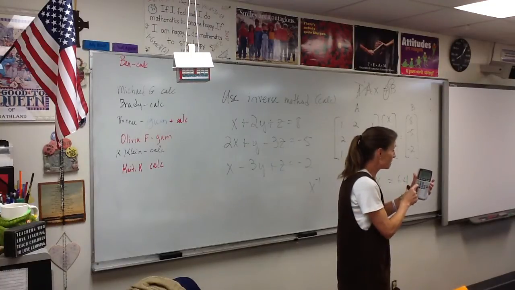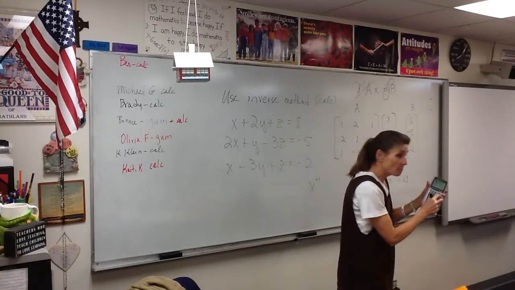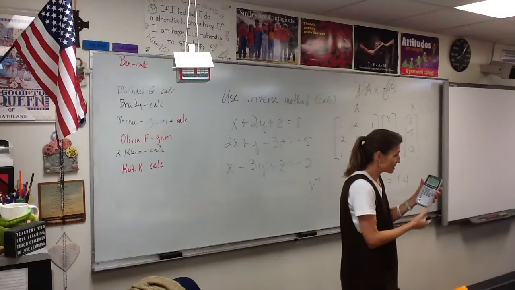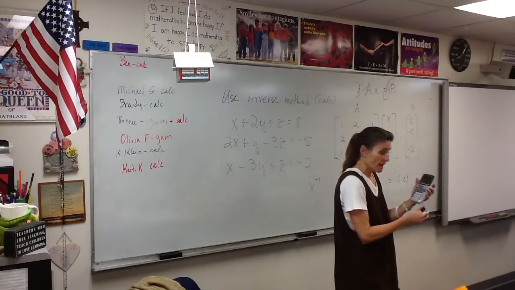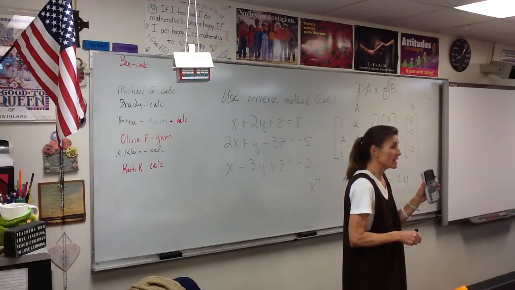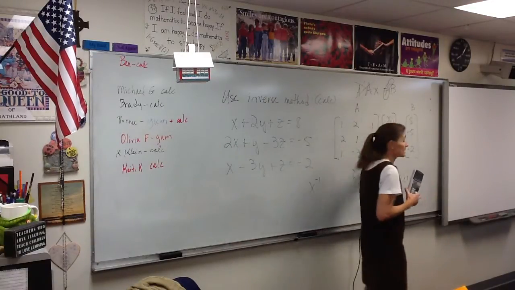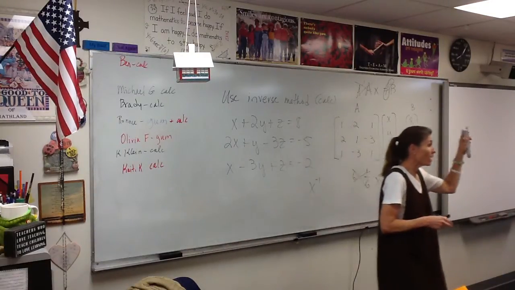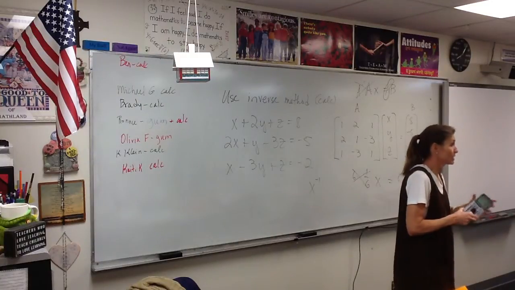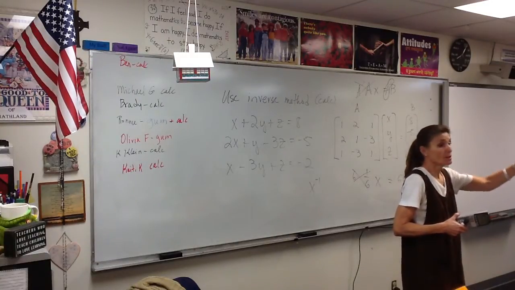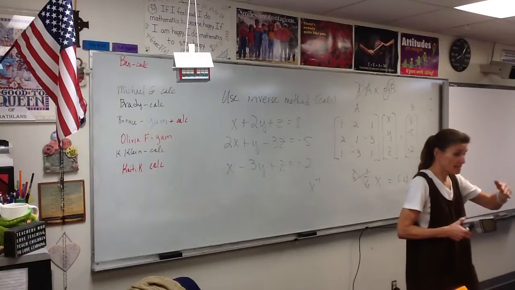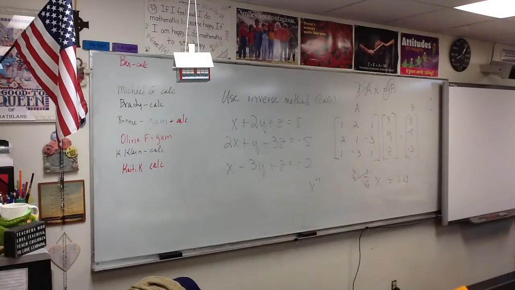We're going to go back into matrix, go down to B, and hit enter, and then hit enter again, and it gives you the answer to the question. It says XYZ equals what? 1, 2, 3. So X is 1, Y is 2, Z is 3, right?